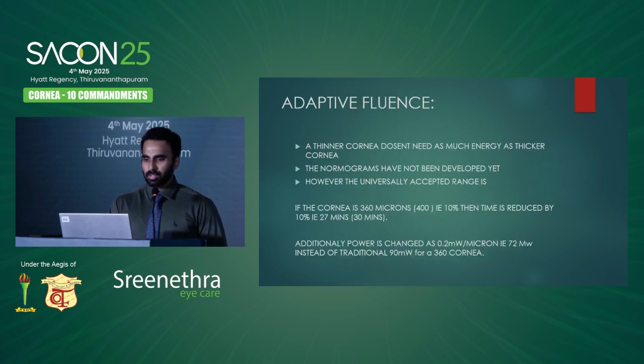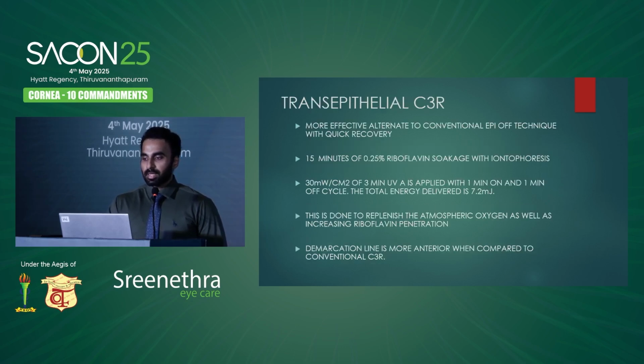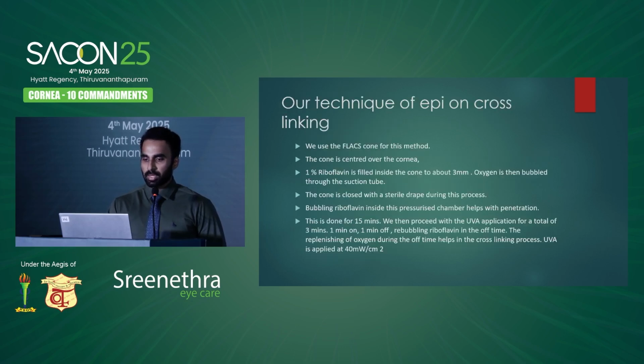You can also do an adaptive fluence, where if you have a thinner cornea, you don't have to use so much energy. The nomogram here is if the cornea is around 360 microns, you can reduce the amount of energy by 10%. Transepithelial C3R, like I said, can be done in one of many ways. You can use iontophoresis, or you can use hyperosmolar riboflavin.